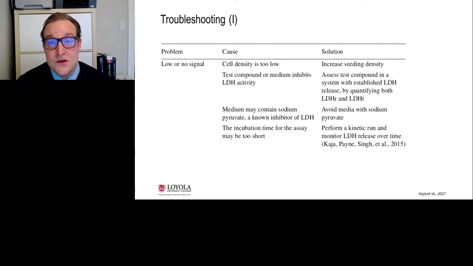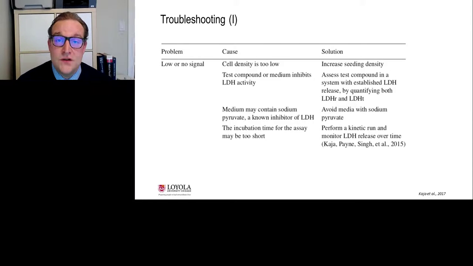Media optimization is also important, as many media that we're using in bioprocessing applications contain sodium pyruvate. Sodium pyruvate is a very well-known inhibitor of lactate dehydrogenase. So therefore, avoiding media with sodium pyruvate is often necessary to prevent any confounding effects when conducting the LDH release assay.